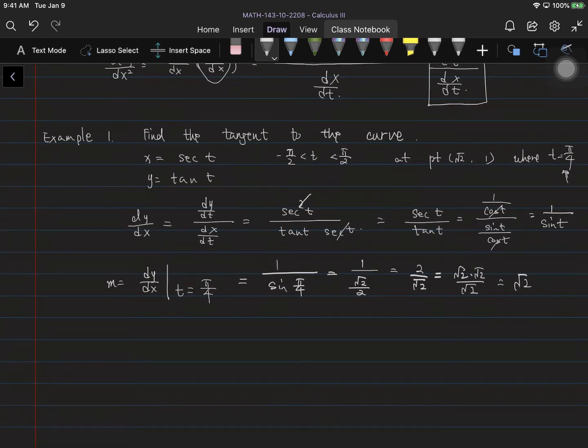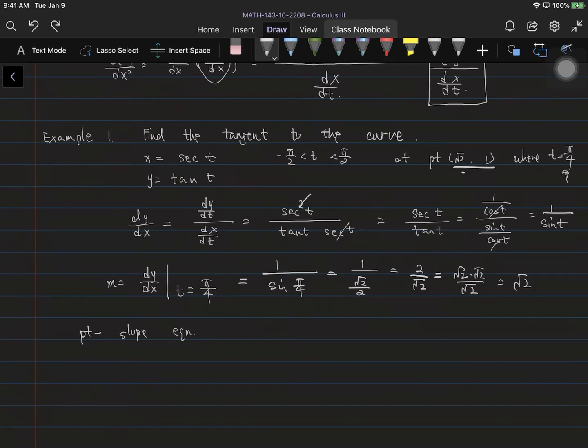And we want to find the tangent line. Same thing, we use the point-slope equation. The point is already given. If the point is not given, we need to know how to calculate the point ourselves. We just plug this t into our x and y. We can find the point, right? x and y.